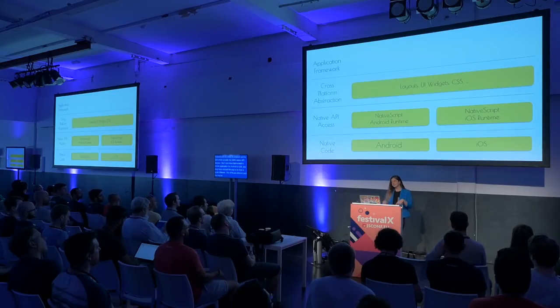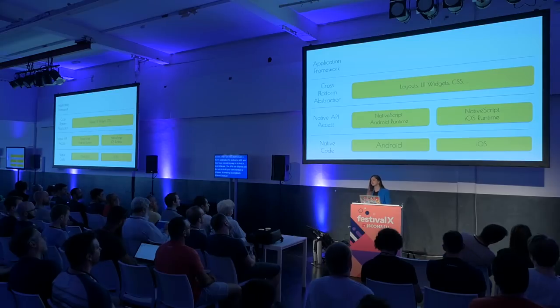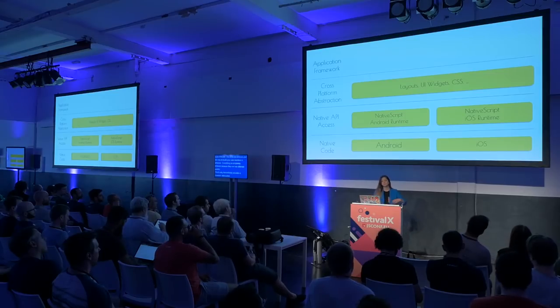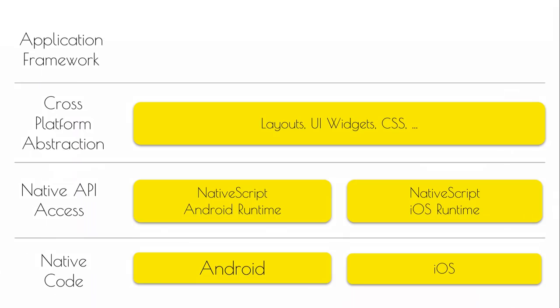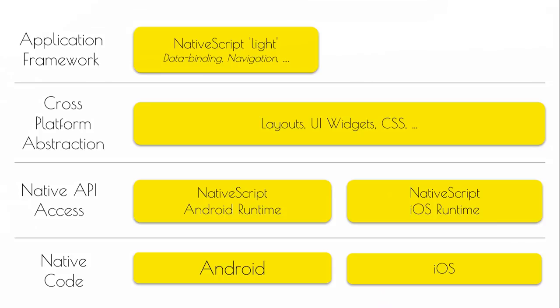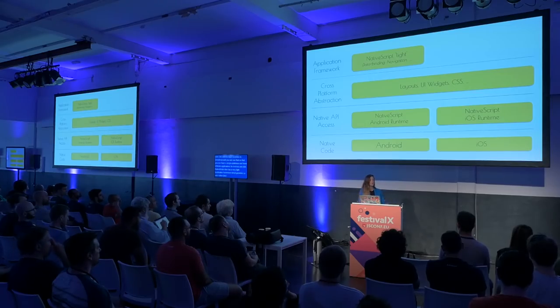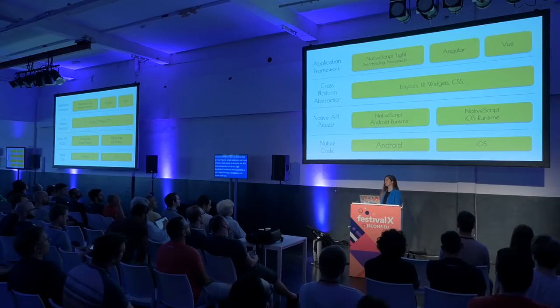That's why NativeScript also provides a common abstraction for these APIs. It is part of the framework, and the NativeScript developers can use that in order to build layout or build user interface or even style their applications with CSS. And this layer is written in JavaScript, so that you can have a single code base and have different applications for Android and iOS. NativeScript also has a very light application framework, which provides us with data bindings, navigations, and some other cool things. And if you need something a bit more sophisticated while building your applications, NativeScript also supports Angular and Vue.js.